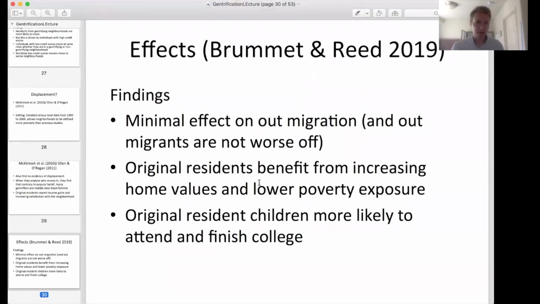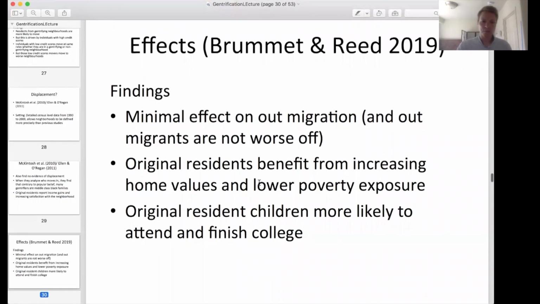Final paper that I pulled, this is very, very recent, came out just at the end of last year. Again, this finds no evidence of displacement or minimal evidence of displacement. And this paper is actually able to look at the original residents' children. So they find the original residents are better off because those that own homes, their home values have increased and there's less poverty. And the children of original residents are more likely to attend and finish college. So it's a positive effect of gentrification on the children of the existing residents.